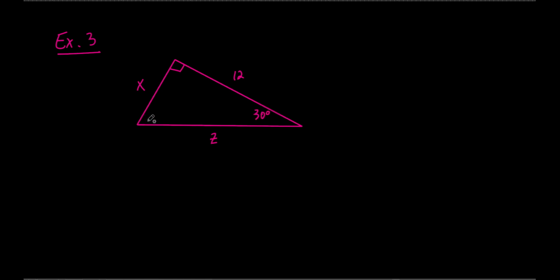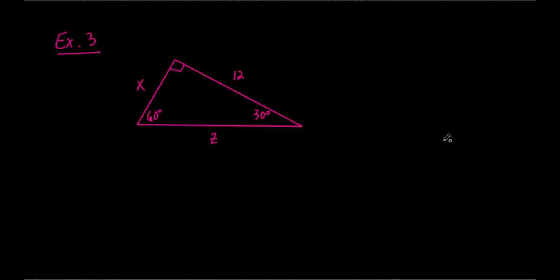Now, if I didn't tell you what this angle was, could you figure it out? Yes, what is it? It's 60, right? Because 90 minus 30 is 60. Or vice versa. If I gave you that 60, you should be able to know that that's 30. Agreed? So there's a triangle, and we want to solve for x and z.